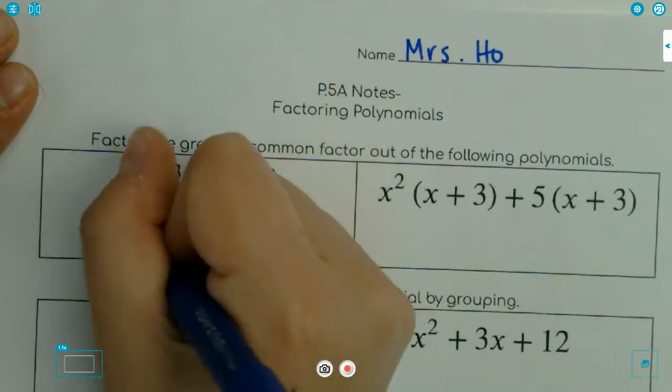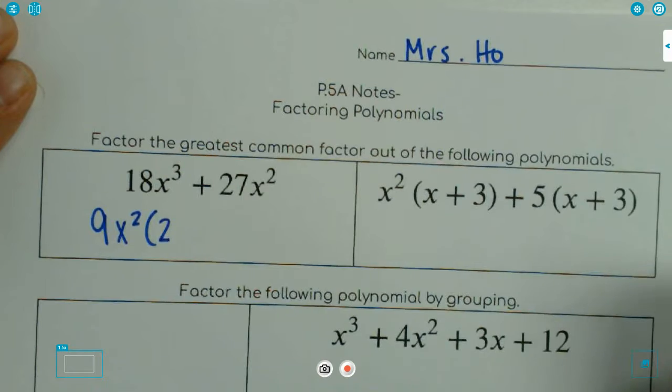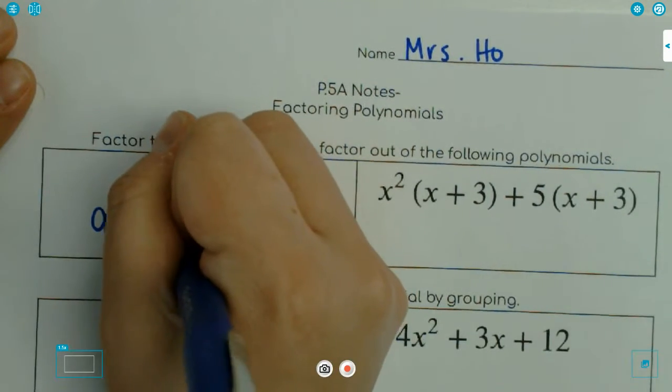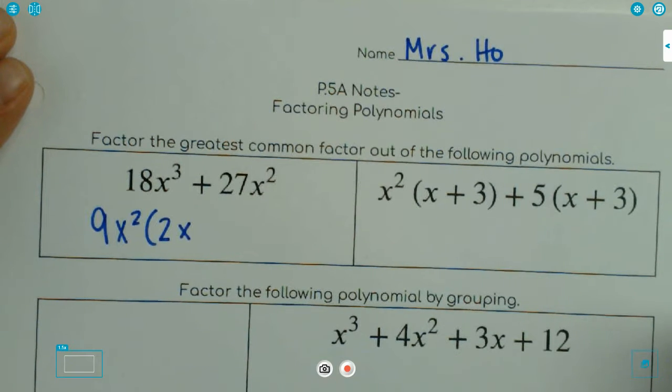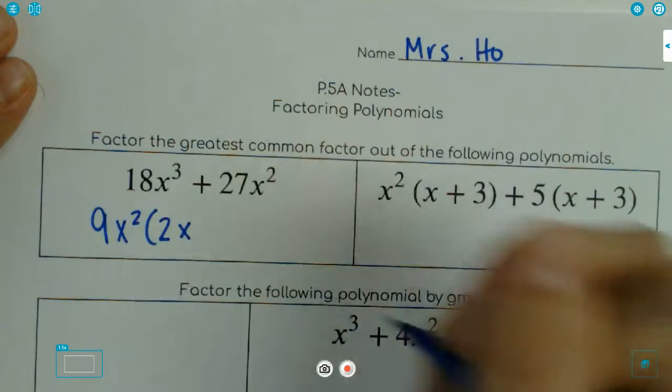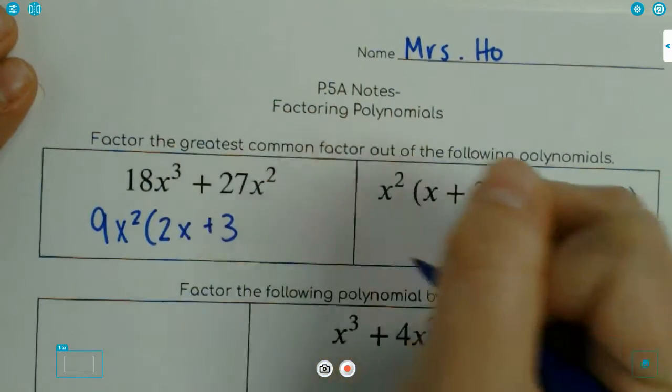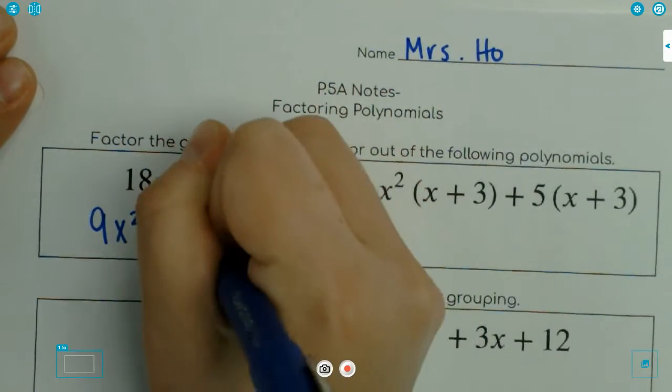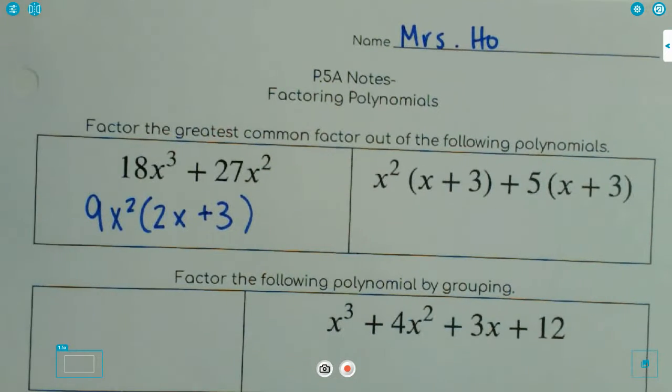So 18 divided by 9 is 2. X cubed, take out the x squared, so 3 minus 2 is just 1. So we've got 2x there. And then 27 divided by 9 is 3. And then we completely factor out that x squared. So we just close our parentheses.